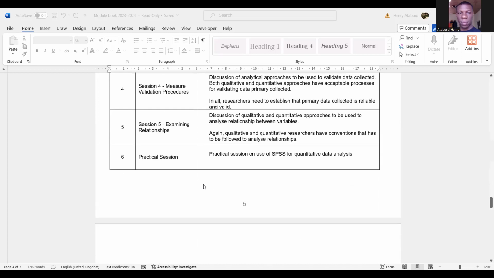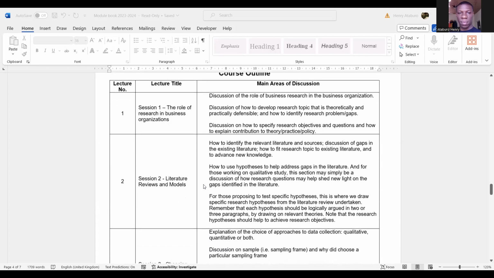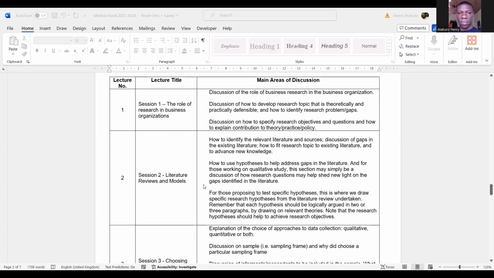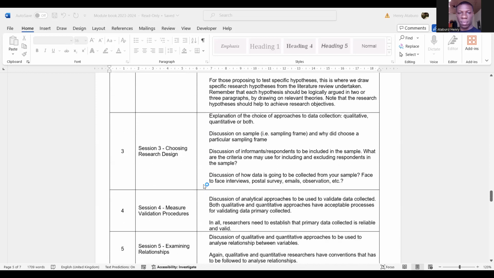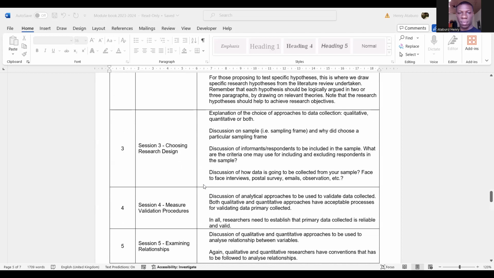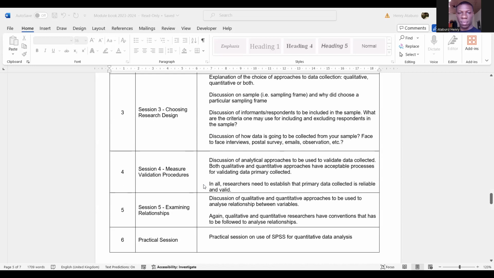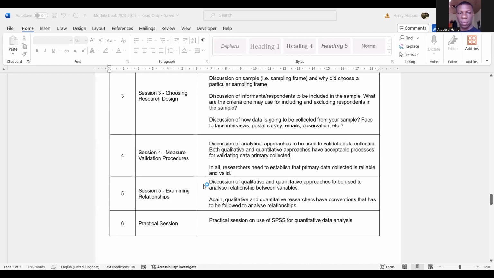So, the course outline. Our lectures are in 5 sessions. Session 1 introduces the role of research in business organization. Session 2 builds on that to look at literature review and models. Session 3 looks at research design, how you design your research to embark on the empirical aspect of the research to come out with empirical evidence. Then session 4, having obtained data, covers how to validate your measures, and session 5 goes into examining some relationships in your data, purely around the quantitative research area.